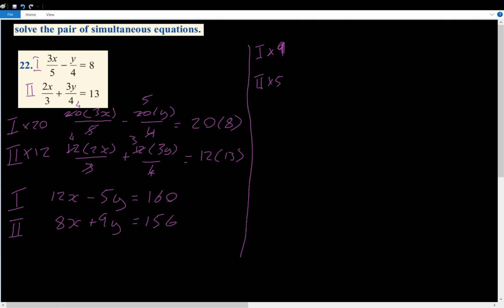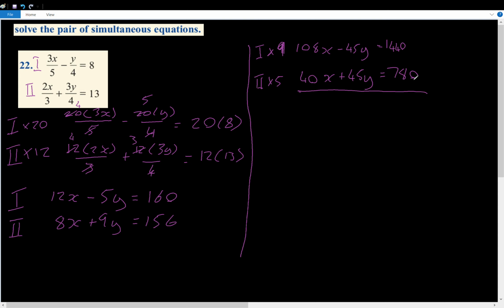So equation 1 is going to end up with 108x minus 45y is equal to 9 times 160, which is 1440. And then equation 2 we multiply by 5, so we get 40x plus 45y is equal to 5 times 156, which is 780.